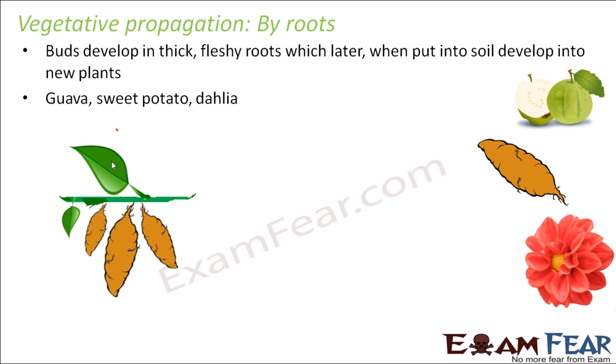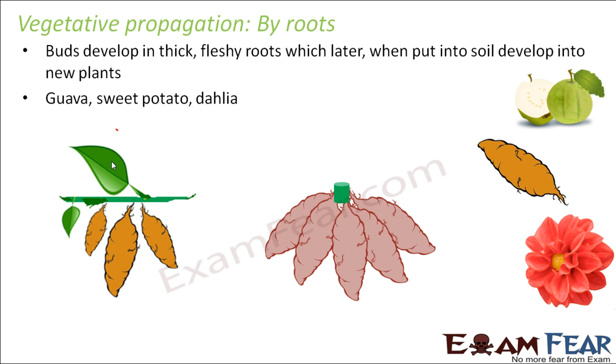Now it is not necessary that all plants will have these types of roots. That is why only plants which have these thick, fleshy, swollen, tuberous roots can reproduce by the process of vegetative propagation by roots. As you can see here in the picture, this is how the swollen roots of dahlia look. This is how the swollen root of sweet potato looks.